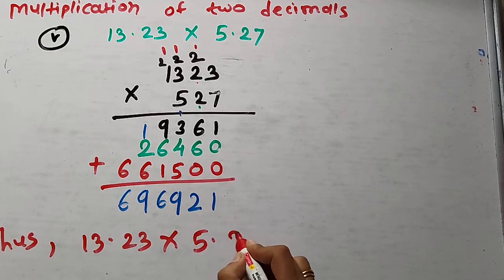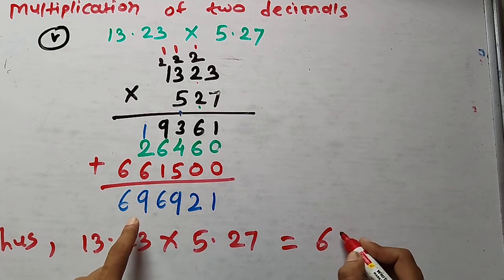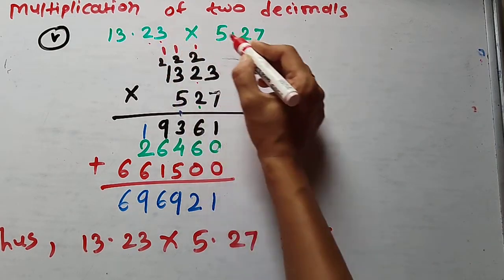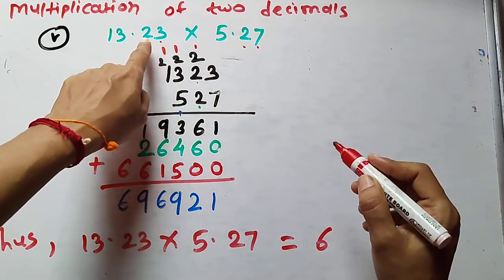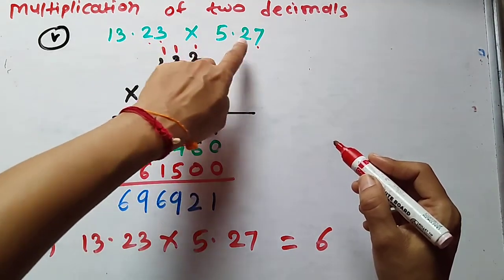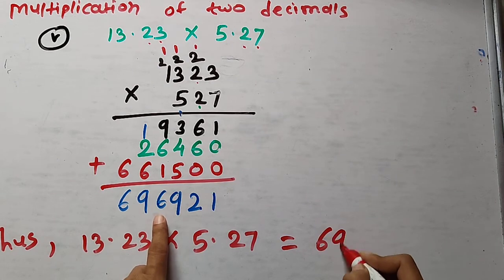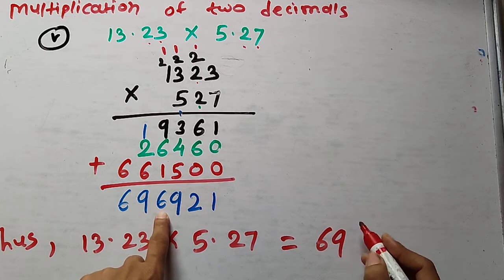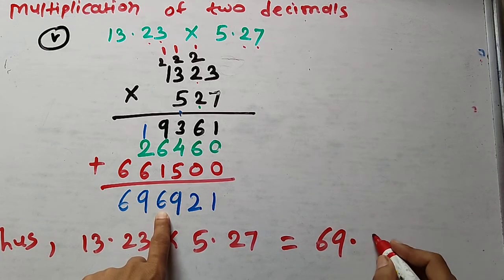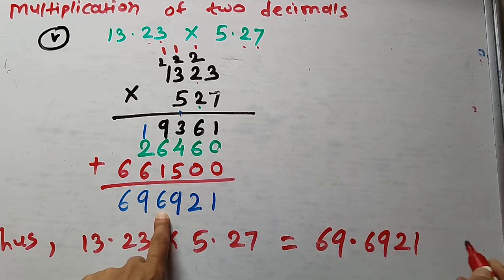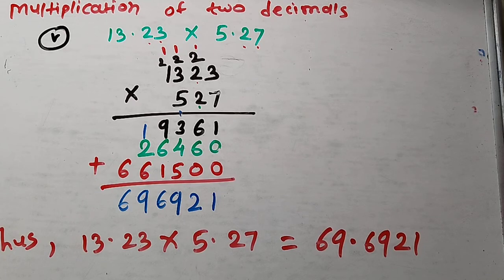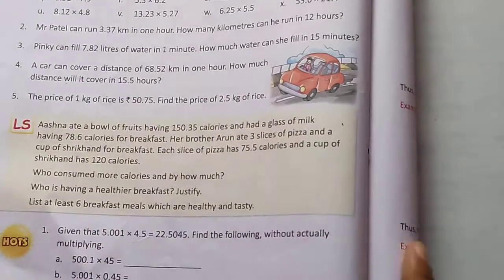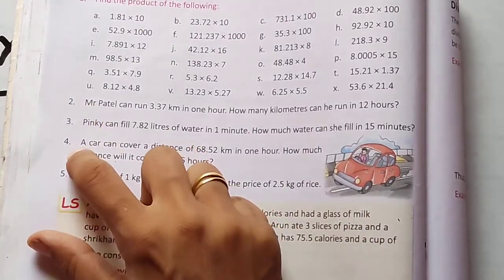So here you have to count the total digits after the decimal point. 13.23 multiplied by 5.27. Total digits you have to count: 1, 2, 3, 4. After the decimal point there are a total of 4 digits. So before 4 digits you have to put the decimal point. So here you have to put the decimal point: 69.6921. This is your answer. Okay, in this way you have to solve question number 1 from exercise 5.5. Also in your exercise, questions number 2, 3, 4 and 5.